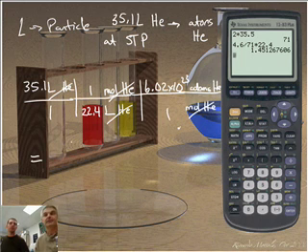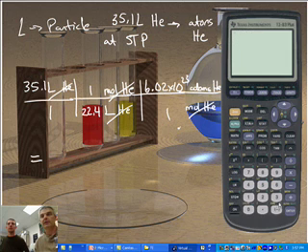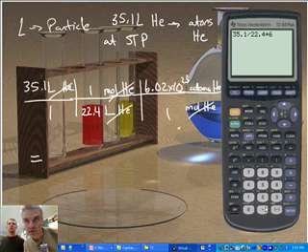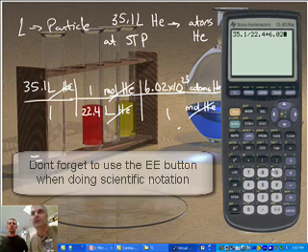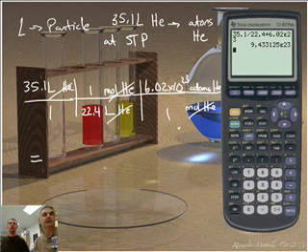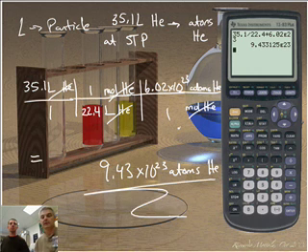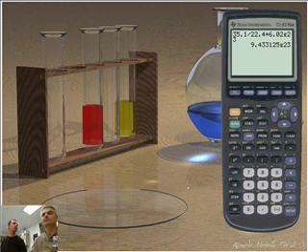So now we do the math. That's simple. Just clear it. It's easier to see. 35.1 divided by 22.4 times 6.02, second function E, 23. Enter. So I get 9.43 times 10 to the 23rd atoms of helium. All right. That's not too bad. Easy schmeezy.